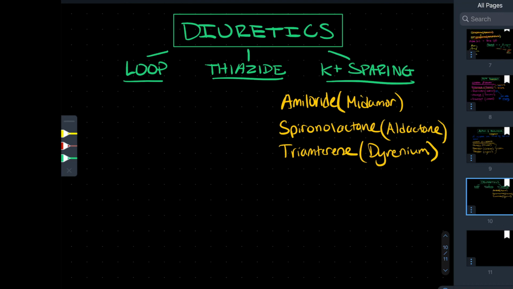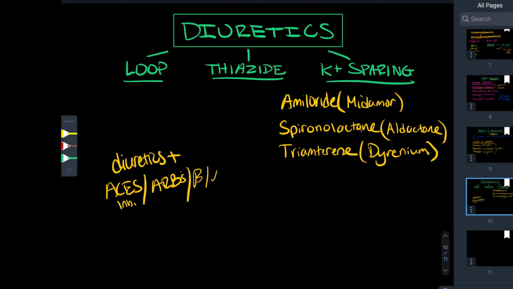What else? I think for all diuretics, it is very common to see diuretics used in conjunction with ACE inhibitors, ARBs, or beta or alpha blockers, because diuretics are so in their own category, especially because they deal with fluid management. So it's not just blood pressure.